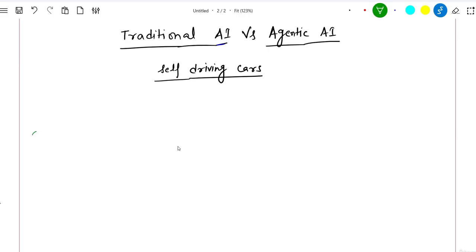First of all, let's see from goal point of view. From goal point of view, I will write here traditional AI and I will write here agentic AI. What could be one of the goals of a traditional AI system? One of the goals of a traditional AI system could be object detection. Just an example I'm taking, object detection. For example, if you see a person standing on the road, then identify that person and give a signal that a person is there on the road.